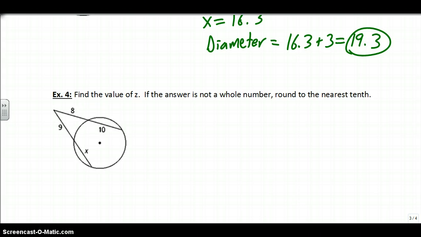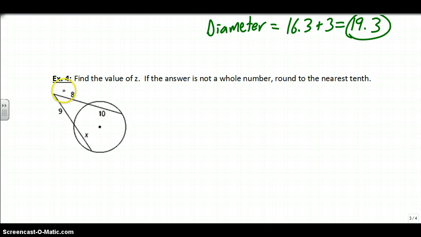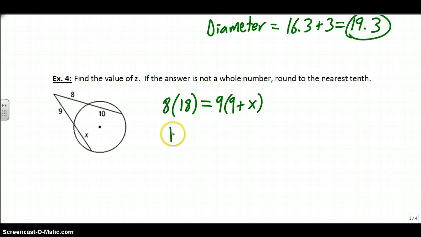Example 4 looks exactly like case 2. So I take the part that's outside, 8, times the whole segment, which is 18, 8 plus 10, right, equals the part that's outside, times the length of the whole segment, which is 9 plus x. 8 times 18 is 144. This part you distribute. You get 81 plus 9x.